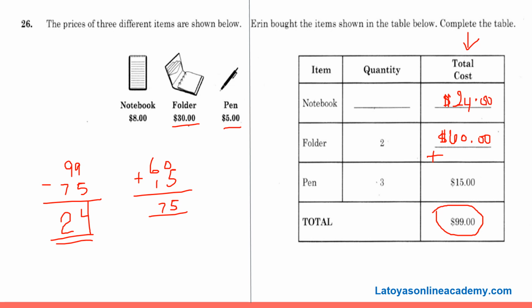Okay, so if we add 24, 60 and 15, we're going to get a total of $99. Now, if the notebooks cost $24, then how many notebooks did she buy? If the cost of one is 8, then we can simply divide 24 by 8. How many times could 8 go into 24? Or you can write it like this, 8 into 24. 8 can go into 24 a total of 3 times. So the quantity, the amount she bought, was 3 notebooks.